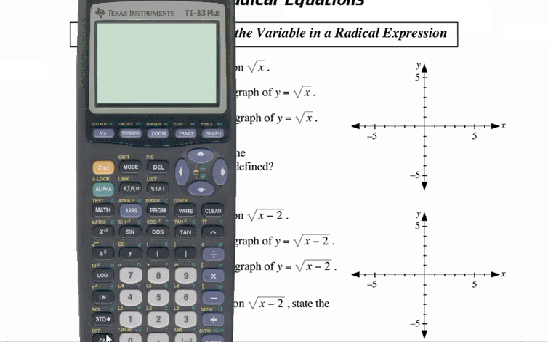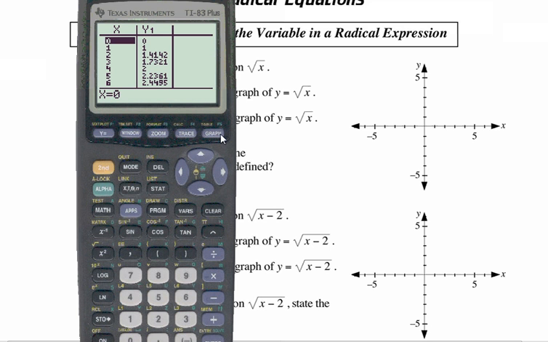I'm going to go to y equals, top left corner, and clear if there's something in there. Square root is second, x squared, and then the x button. And we want to go graph. So it's going to look something like that. To plot it accurately, let's go to our table. Second graph is how we get to our table.